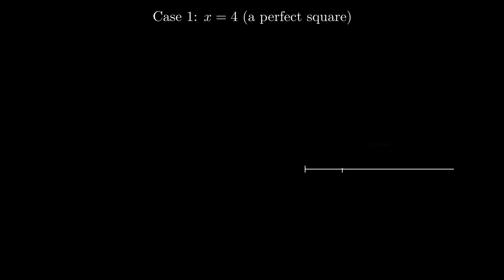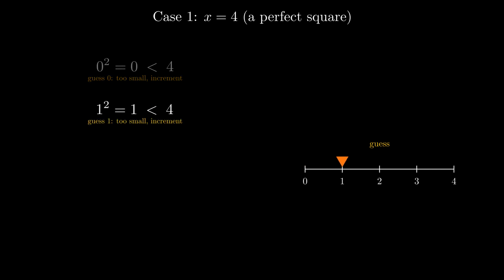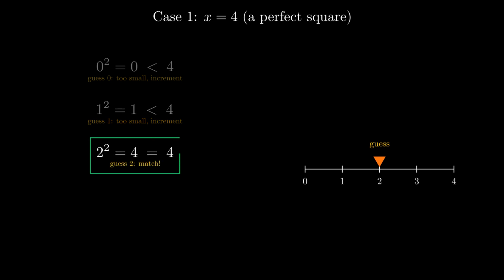Case 1, the number is a perfect square. Say our number is 4. We start with a guess of 0. Does 0 squared solve our problem? 0 squared is 0, which is not 4, so increment. Now guess 1. Does 1 squared solve it? 1 squared is 1, still not 4. Increment again. Now guess 2. Does 2 squared solve it? 2 squared is 4. That matches. We're done, and the square root is 2.